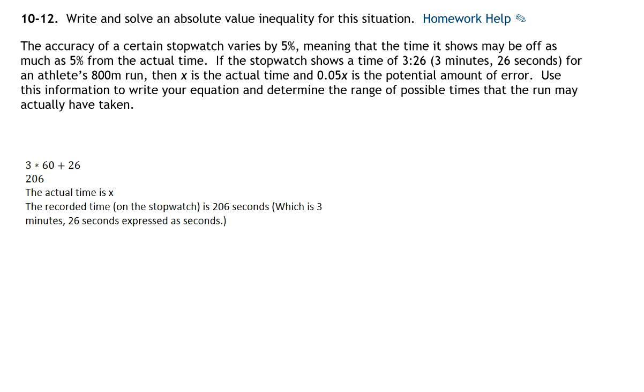Write and solve an absolute value inequality for this situation. The accuracy of a certain stopwatch varies by 5%. What this means is that when you time something, the time that it shows on the screen may be off as much as 5% from the actual time.